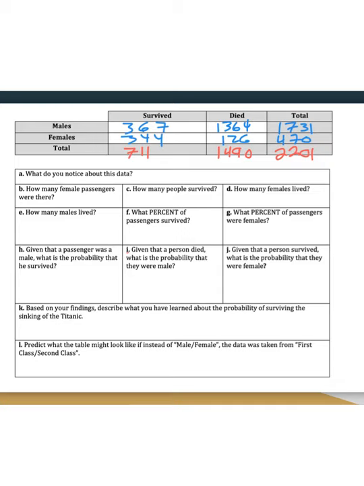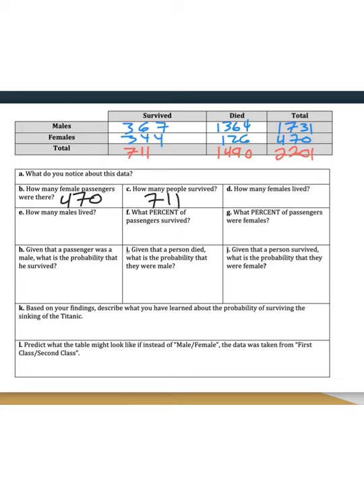For question B, how many female passengers were there? Again, we're going to look at our marginal frequencies for this because it's a total. So for our females, we can see that there were 470 total females. When we talk about how many people survived, again, that's another marginal frequency. Going down, we can see that there were 711 total passengers that survived.